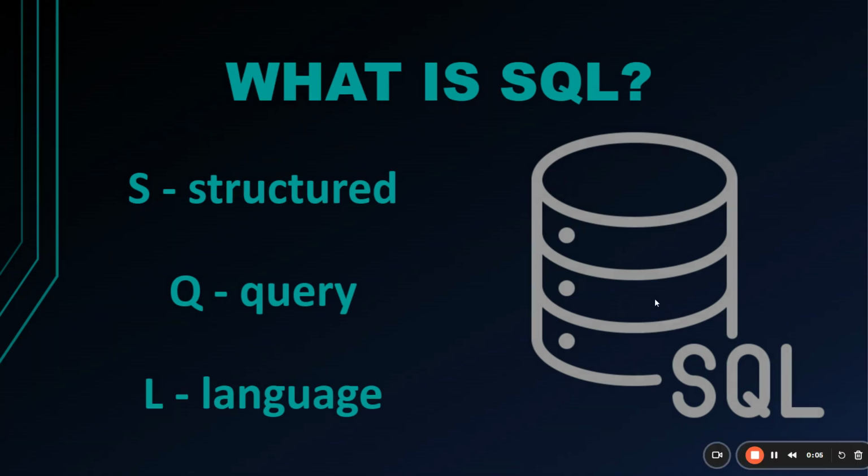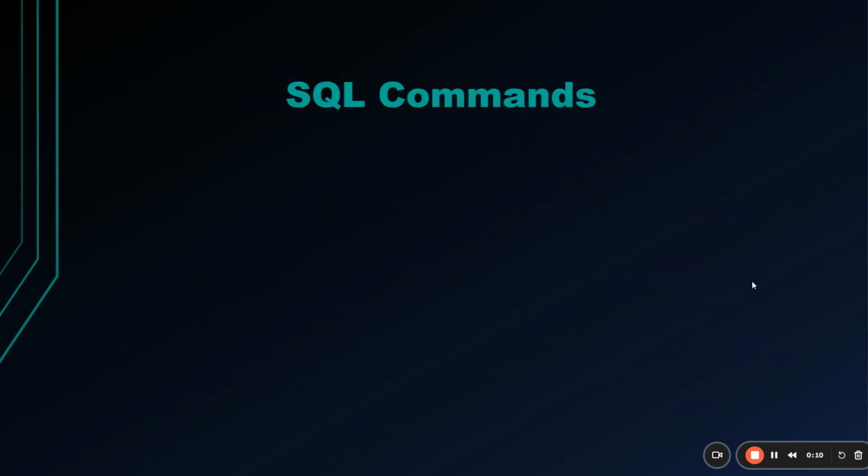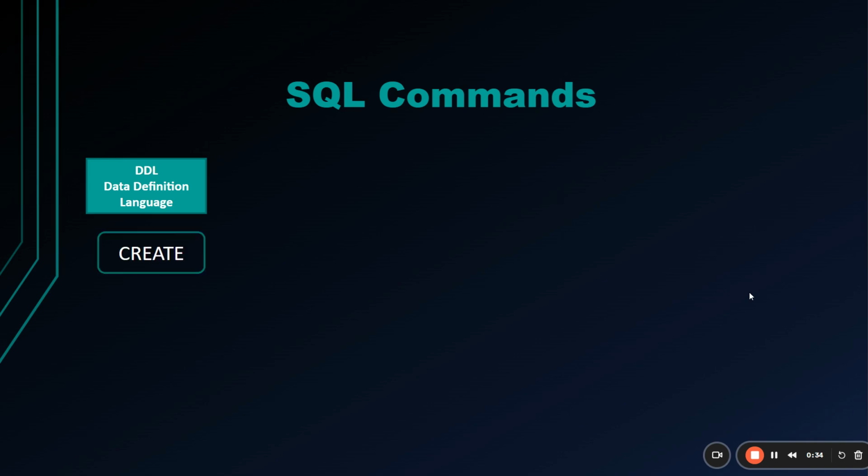Let's talk about the SQL commands. These SQL commands are divided into five main groups, depending on their purpose. Let's start with the first group, DDL, Data Definition Language. It is used to define the structure of database objects such as tables, views, functions, etc. Using DDL commands, we can create, modify, and drop any database objects. These commands include CREATE. It is used to create a new database object such as tables, views, or functions, etc.